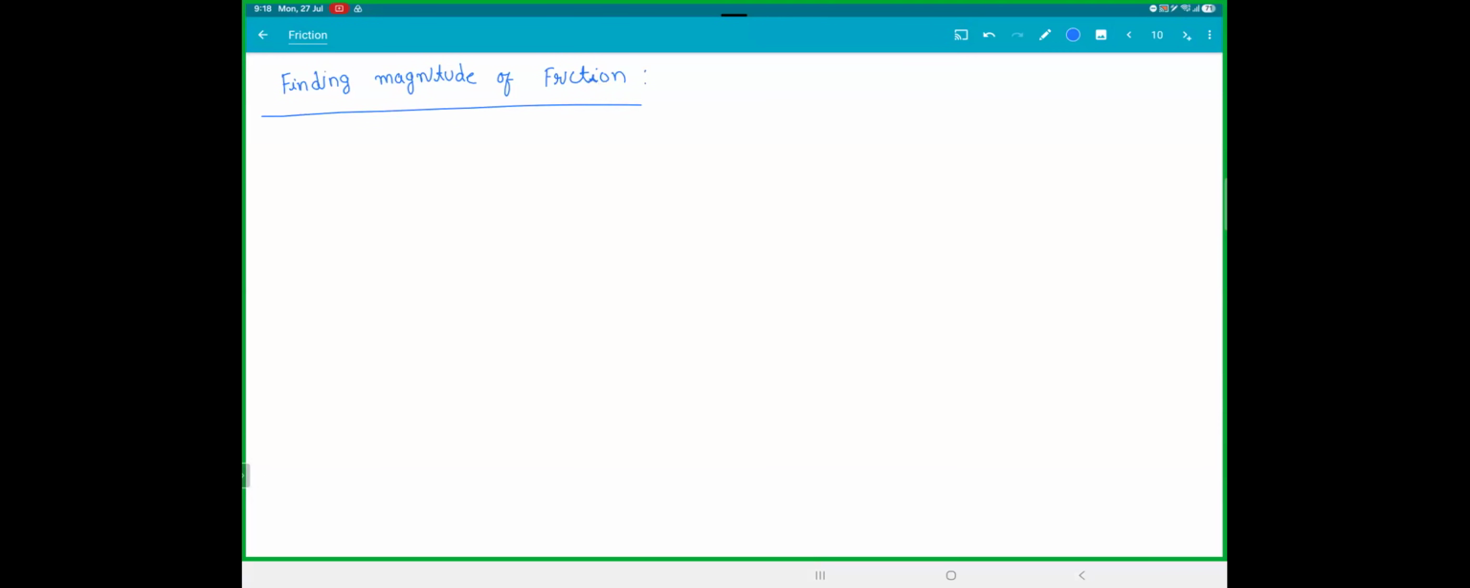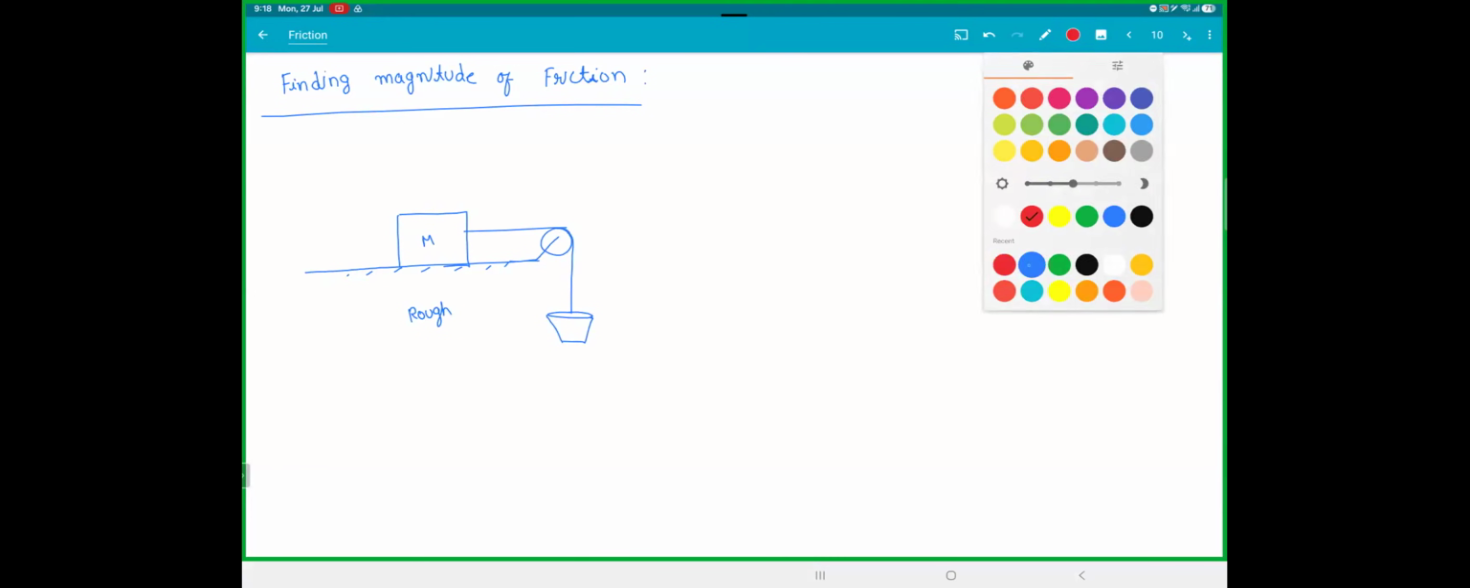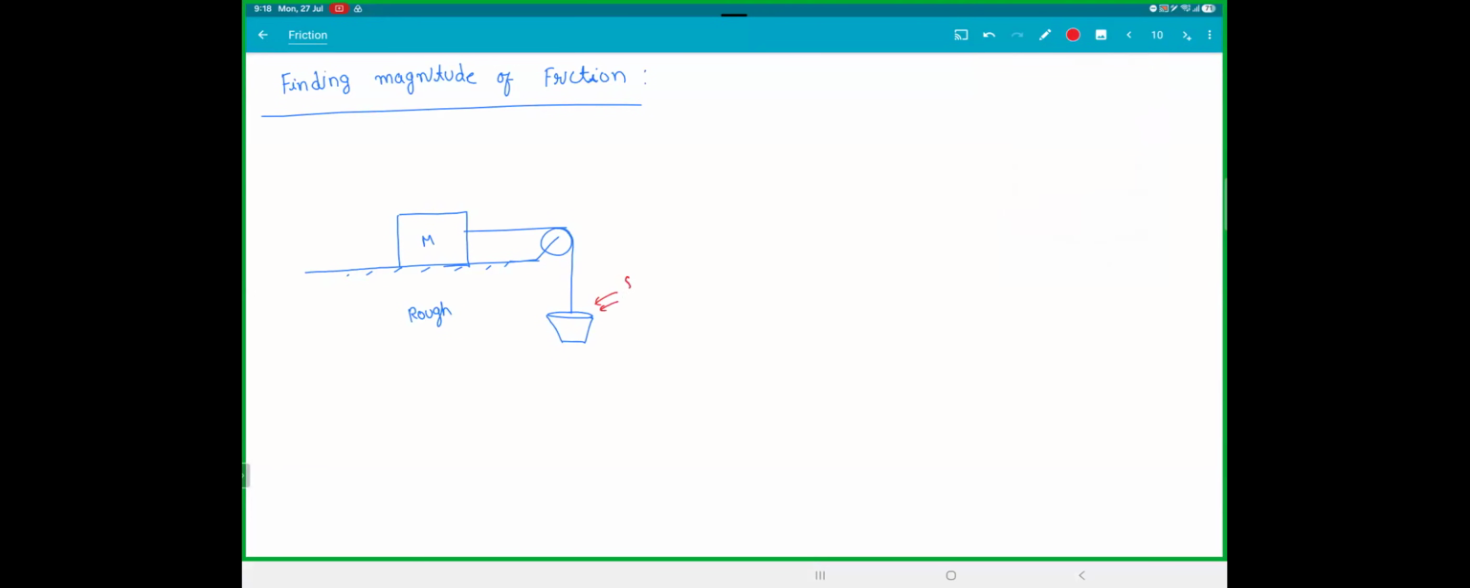Now, this comes from an experiment actually. So people did an experiment. We took a block of mass m on a rough surface. We kept a bucket here where we could put some sand. So you can keep on adding sand into the bucket or remove the sand, so you can change the mass of this bucket. So this weight will be small mg, which is variable. By adding and removing sand, we can change the small mg.